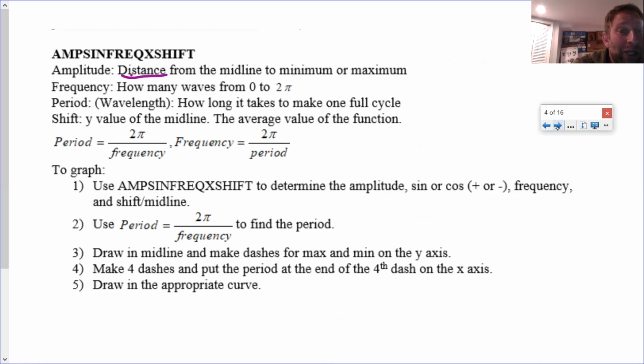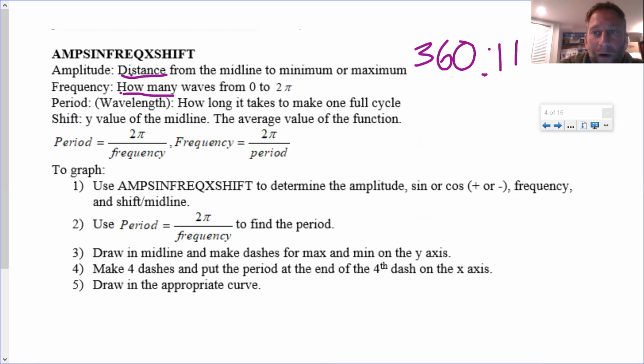Frequency is how many. In general, that's what frequency means. It means how many waves from 0 to 2 pi. So we'll talk about that 0 to 2 pi. Basically, here's where 2 pi comes from. We know a full circle, a full cycle, is 360 degrees. We talked about converting to radians because for whatever reason, they generally use radians for this. And that reduces to 2 pi.